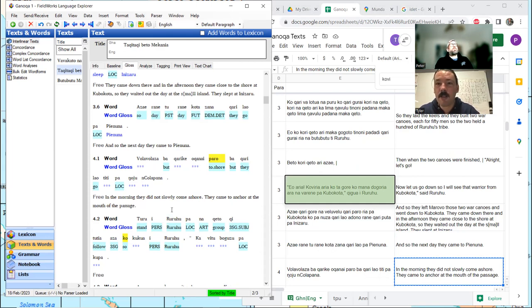In the morning, they did not slowly come ashore. They came to anchor at the mouth of the passage. They did not slowly come ashore. Does that mean they did not come, or just that it wasn't slowly? Slow. That's so odd to me. They did not slowly come ashore. Well, onganai means slowly in any case. It's an adjective or adverb. Okay, that's cool. I bet onganai might even be a verb that means slow or something. Slow to shore. No, that doesn't.